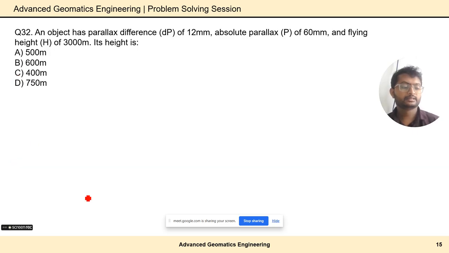Next is a numerical, which is on finding the height using the parallax equation. An object has a parallax difference dp of 12 mm at the absolute parallax p of 60 mm and the flying height of 3000 meter. So what will be the height of the object? First of all, which formula will you use here? Yes. So what is that formula? Can you tell me?